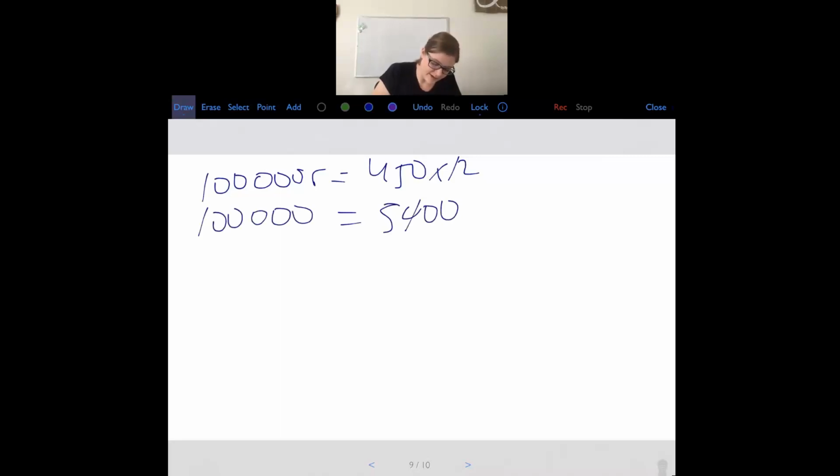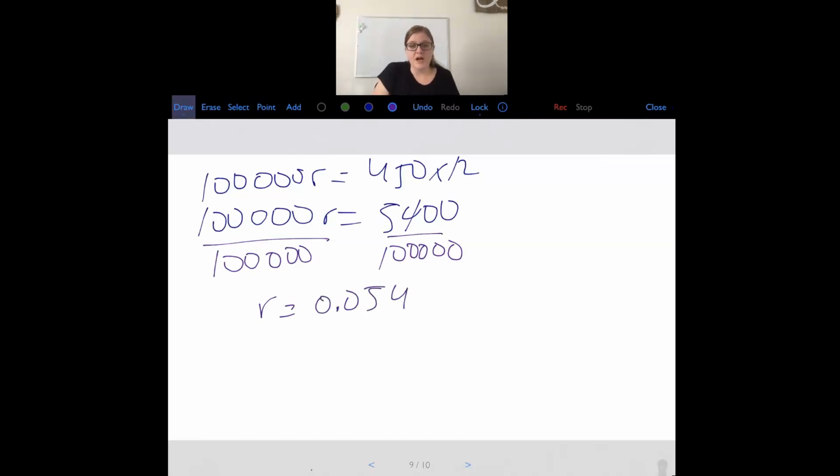Okay, now we have to divide both sides. Oops, there's an R there. We have to divide both sides by 100,000. So R would be equal to 5,400 divided by 100,000. And remember that this gives us R as a decimal. To convert it to a percent, we move the decimal over 2 places to the right to give us 5.4%.